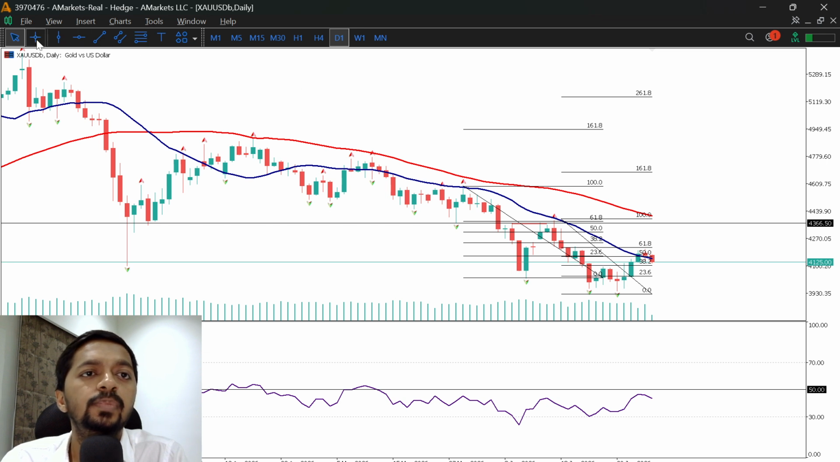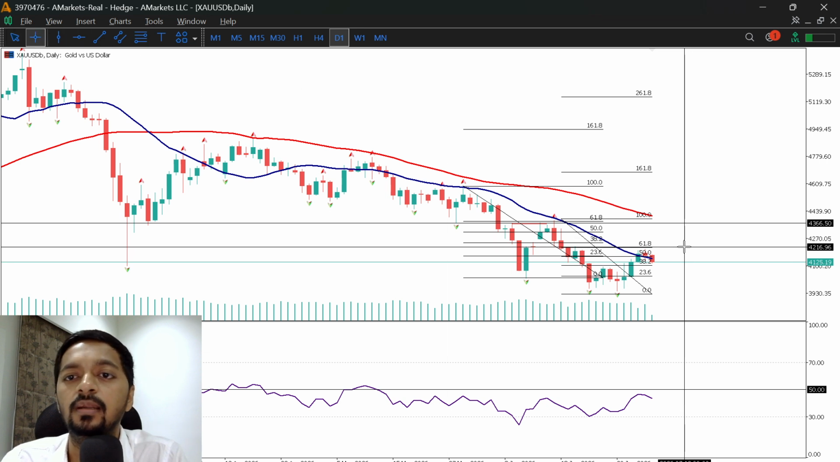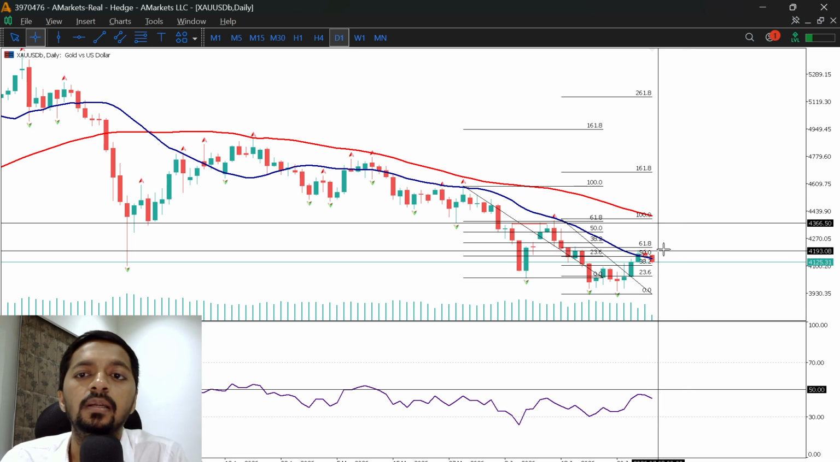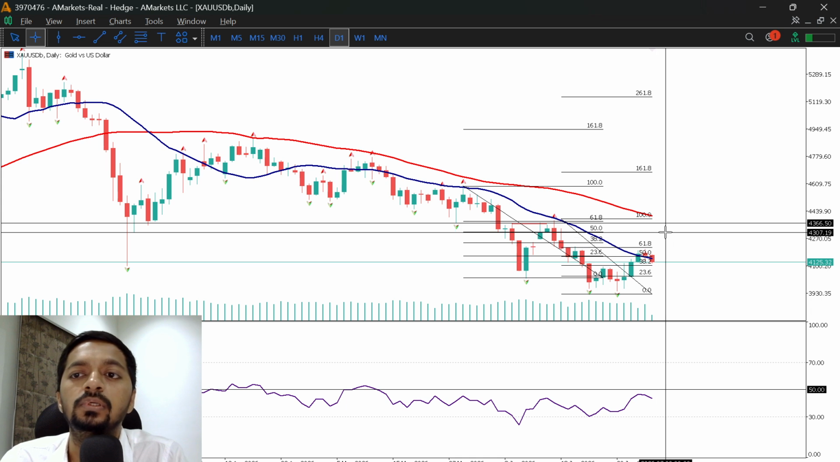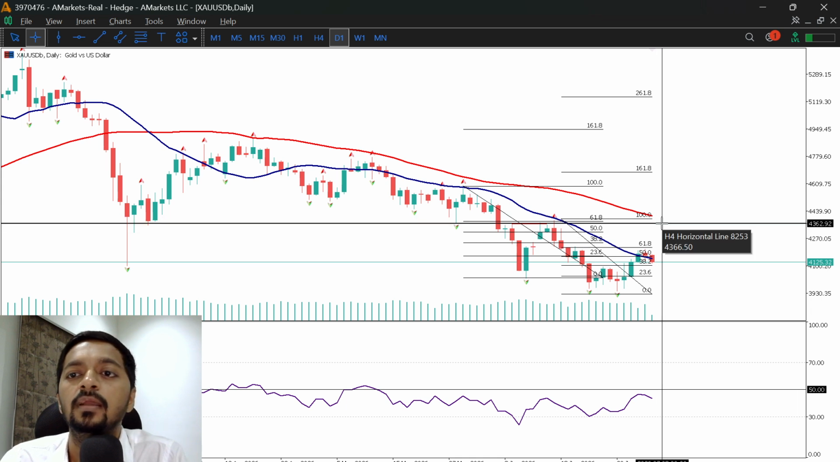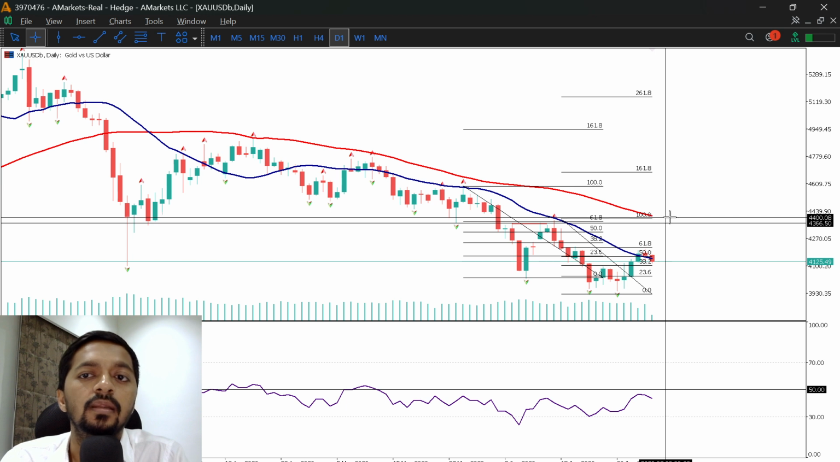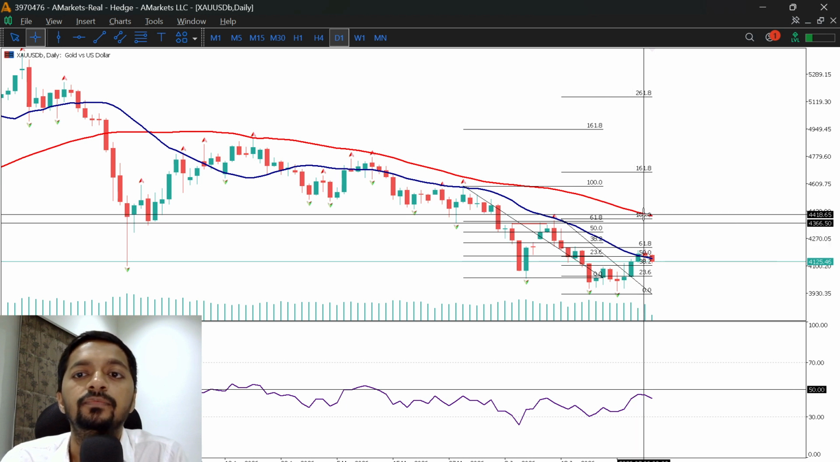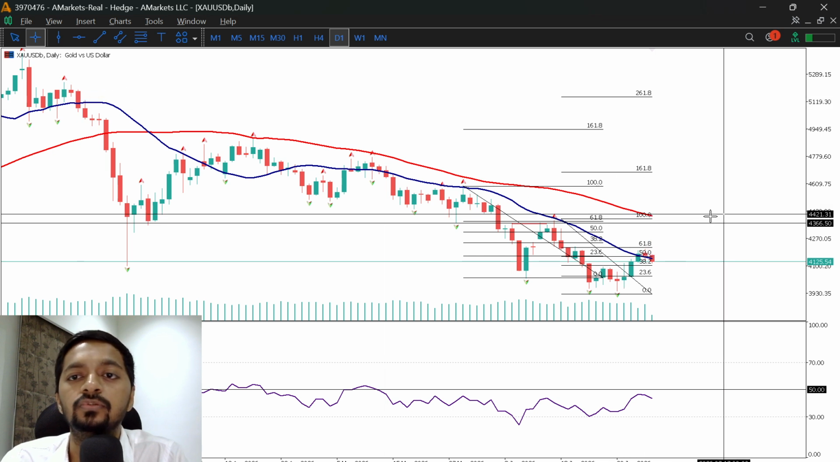But in case price is breaking and sustaining above the 61.8 level, which is 4215 to 4220, then we can expect a continuation of this bounce up to 4300, 4400, even 4450 in the upcoming session. That would be the 55 period moving average, a retest of this 55 period moving average.